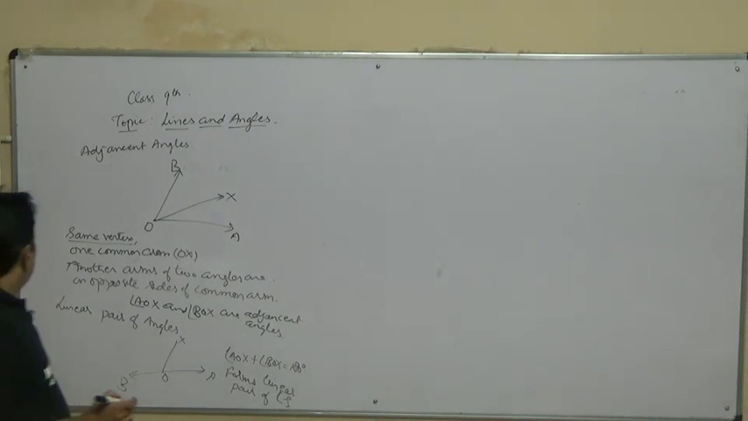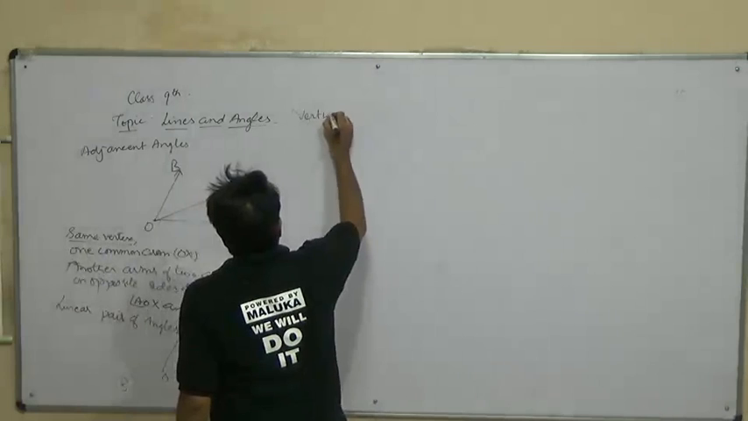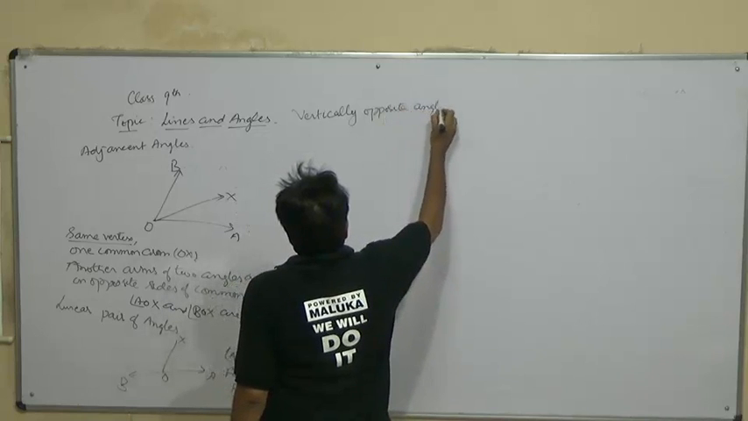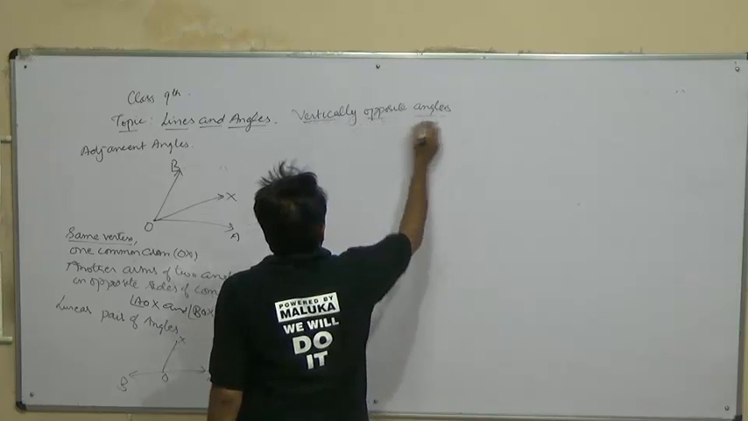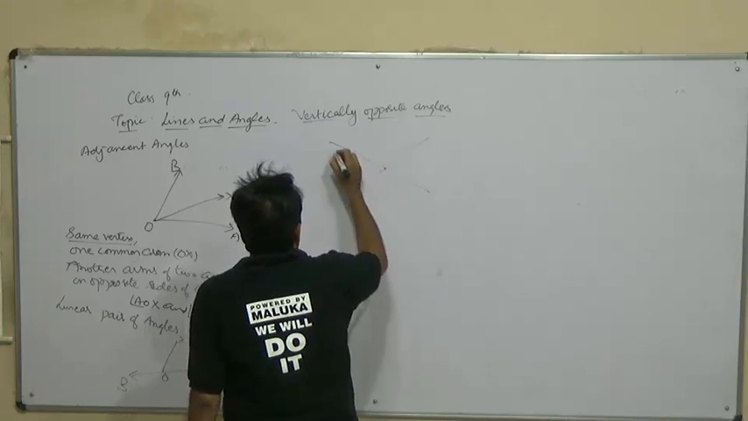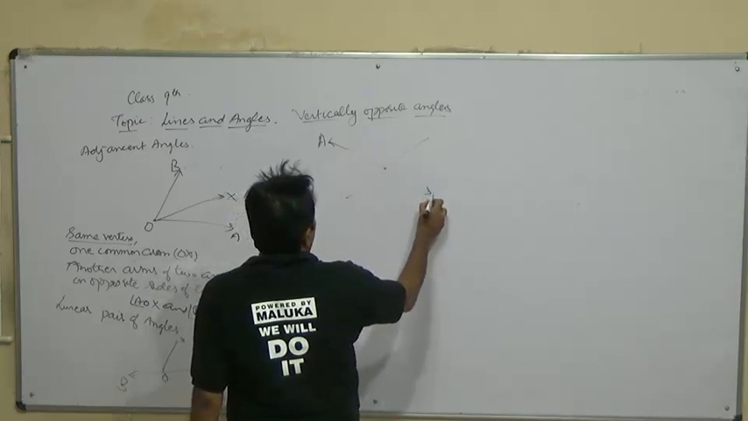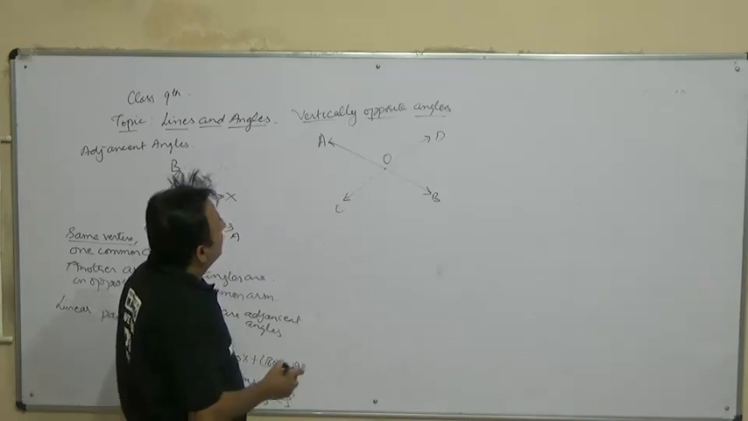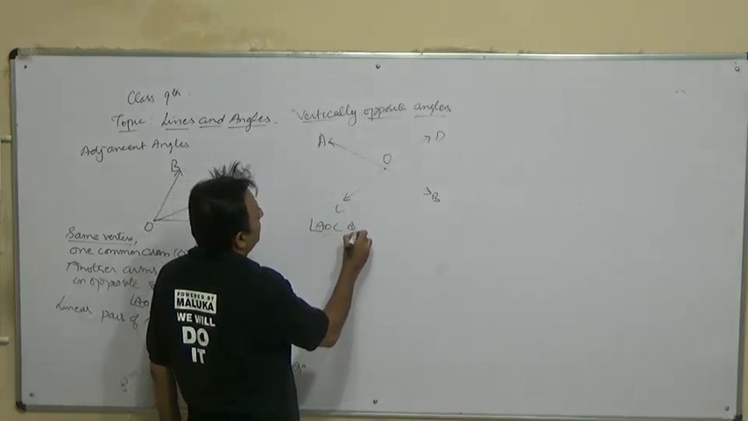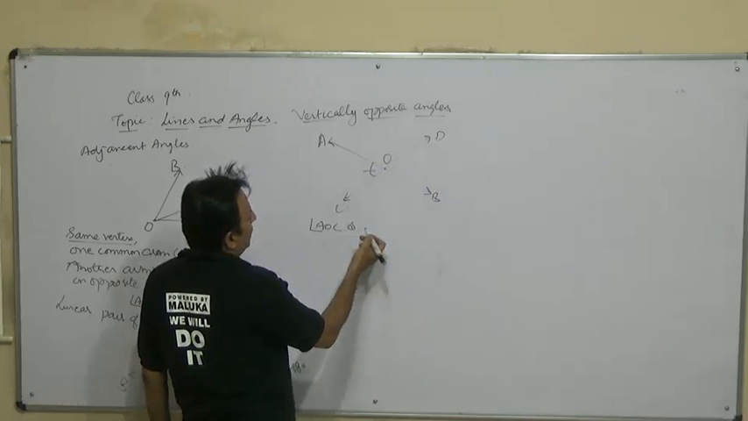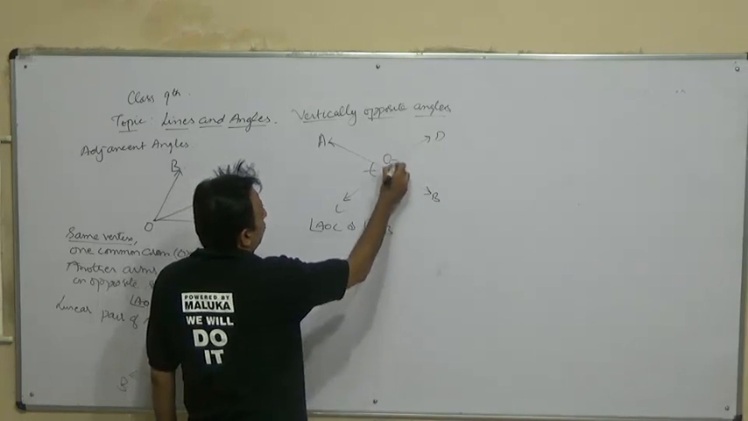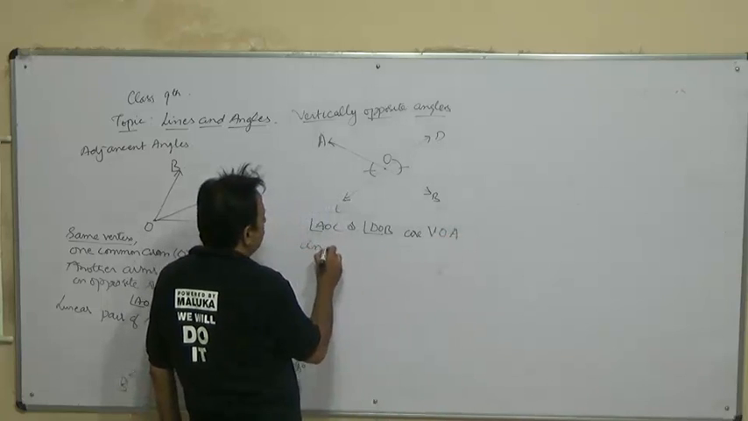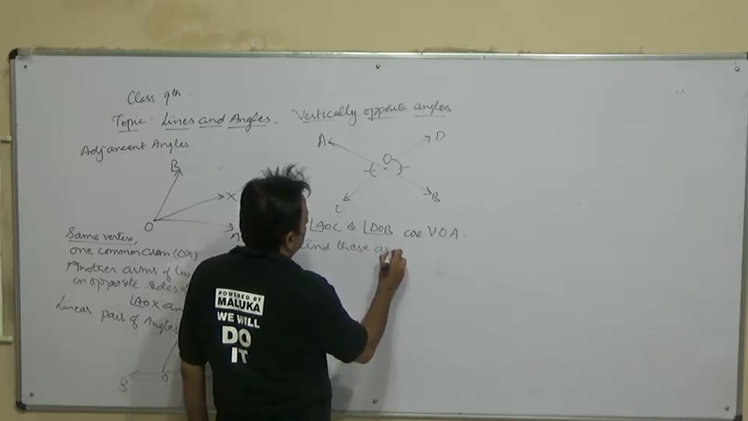ओके, देन वी हैव गॉट वर्टिकल ऑपोजिट एंगल्स। वर्टिकली ऑपोजिट एंगल्स। सो इसमें क्या होता है, व्हेन टू लाइंस इंटरसेक्ट, अगर दो लाइंस इंटरसेक्ट करती है, जो एंगल्स ऑपोजिट फेस पे बनते हैं, AB है, ये CD है और ये O है, ठीक है। देन वी हैव गॉट AOC एंड ये एंगल और BOD या DOB। DOB जो ऑपोजिट फेस में है आर वर्टिकल ऑपोजिट एंगल्स, and these are always equal.